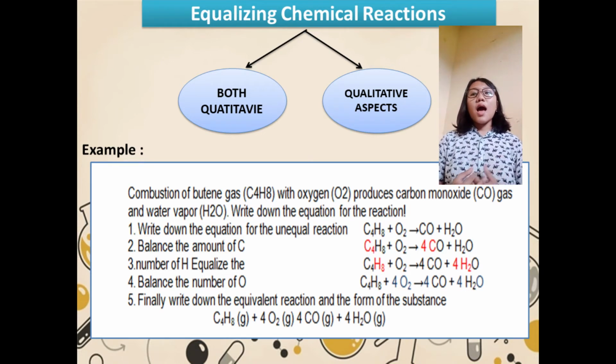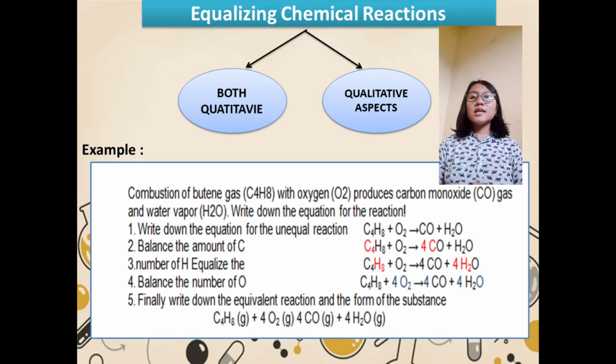Equalizing chemical reactions. To balance a chemical reaction equation requires both quantitative and qualitative aspects. Quantitative aspects are needed in balancing the coefficients of reagents and reaction results based on the law of conservation of mass, namely, the mass before the reaction is equal to the mass after the reaction. Thus, a reaction equation can show the amount of substance involved in the reaction.